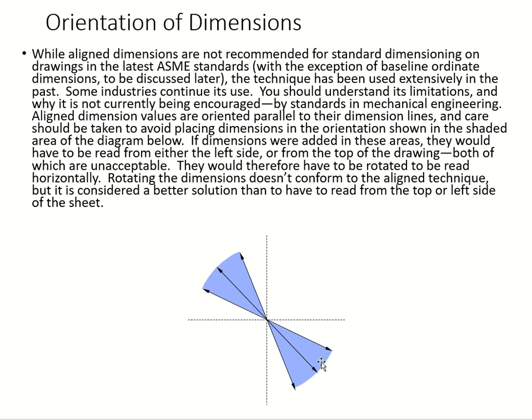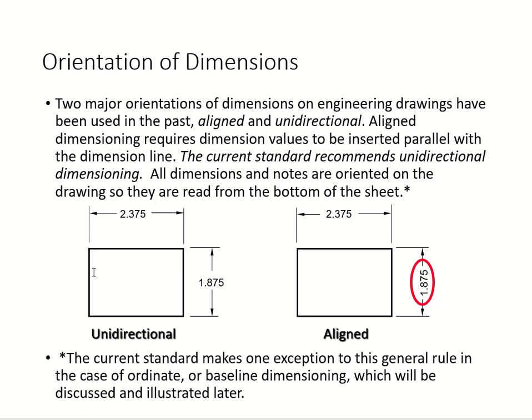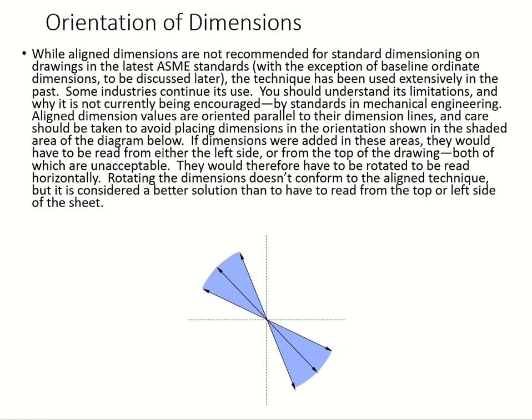Why we don't currently use it is because it's sometimes very difficult to read, because the value is parallel to the dimension it's making, so it's kind of confusing sometimes, especially when you deal with a circle, and then you have to rotate around to read it. It's difficult to read, and you will get a headache reading a circle if you use an aligned dimensioning system.